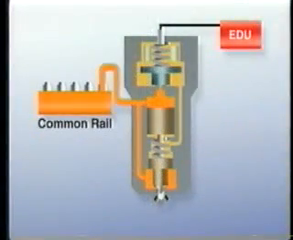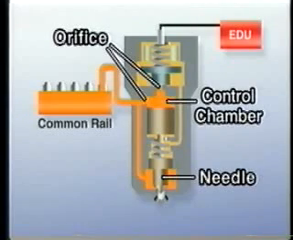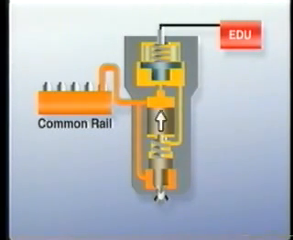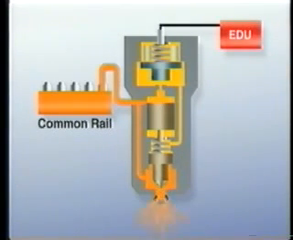The fuel that is fed from the common rail separately enters the control chamber and the nozzle portion of the injector. In this state, the nozzle is closed because of the pressure of the control chamber and the spring force pushes the needle down. Upon receiving the signal from the EDU, the solenoid valve above the control chamber opens. Then the pressure in the control chamber decreases, which causes the pressure at the nozzle to push the needle upward, and the nozzle opens to inject fuel.